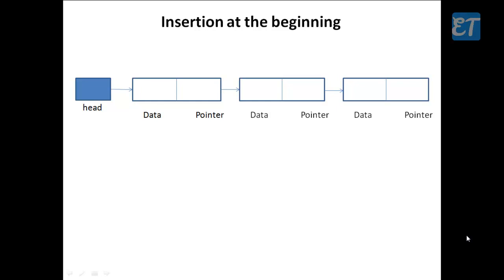Another case. Suppose we are having a linked list with many nodes. Head is pointing to the first node, the first node points to the second node, and the second node points to the third node, and so on. Suppose we need to insert a new node at this particular position, that means at the beginning. Head must point to this new node instead of pointing to the old one.